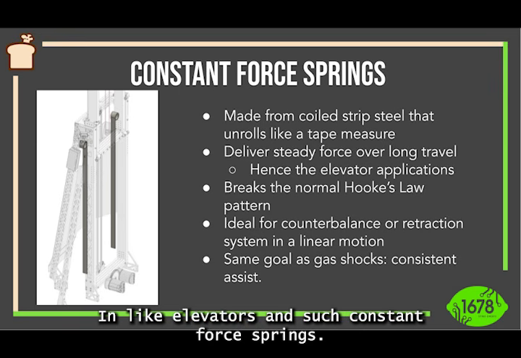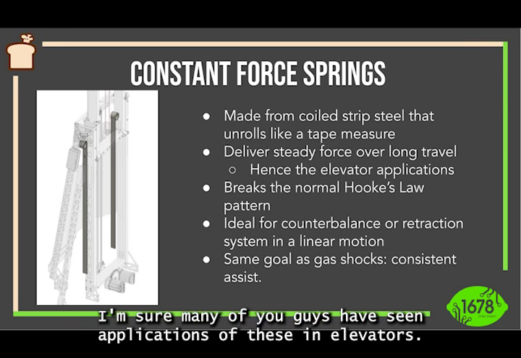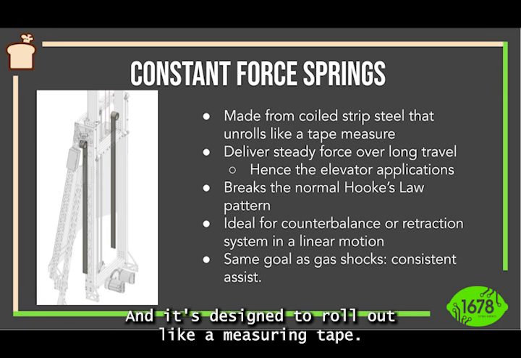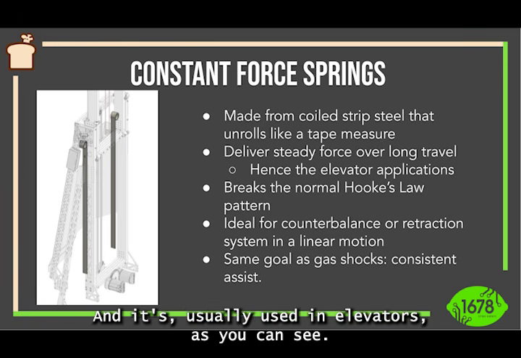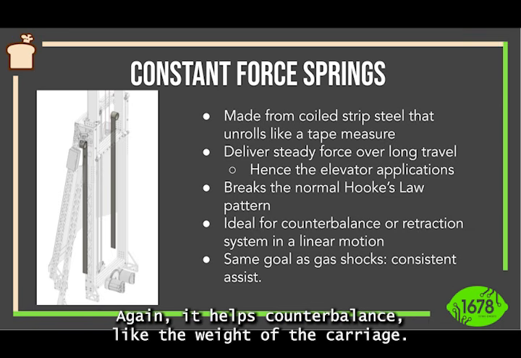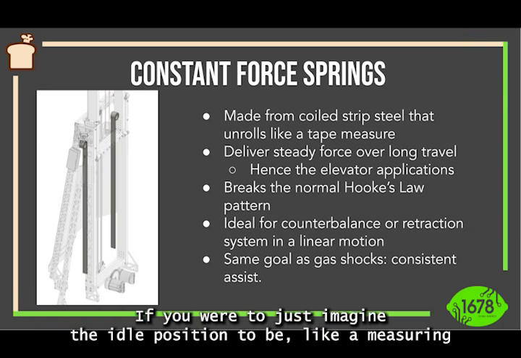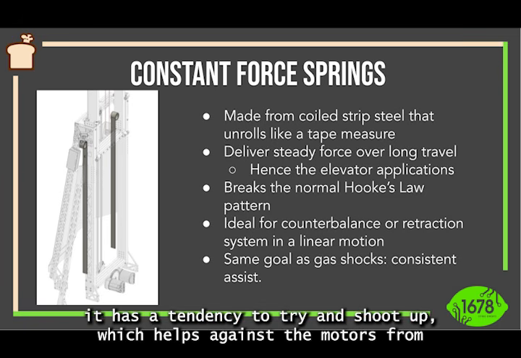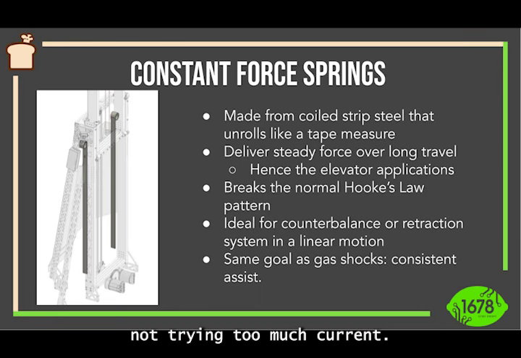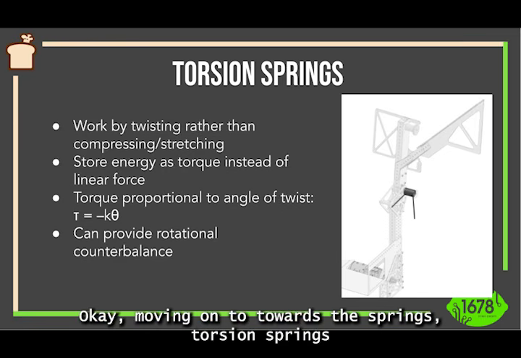Constant force springs, I'm sure many of you have seen applications of these in elevators, and it's designed to roll out like a measuring tape, and the force is almost constant across its entire range, and it's usually used in elevators, as you can see. Again, it helps counterbalance the weight of the carriage. If you were to imagine the idle position like the measuring tape, the constant force spring fully rolled up, it has a tendency to try and shoot up, which helps, again, the motors from drawing too much current. Okay, moving on to torsion springs.